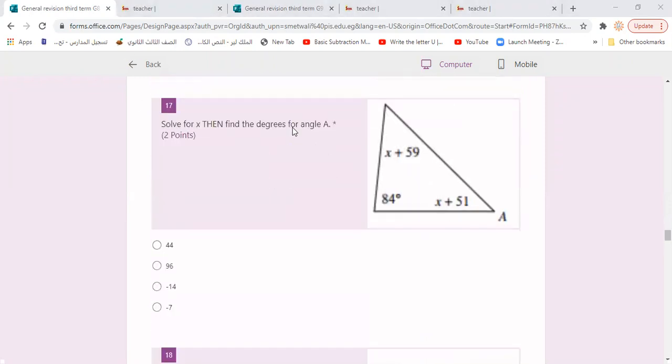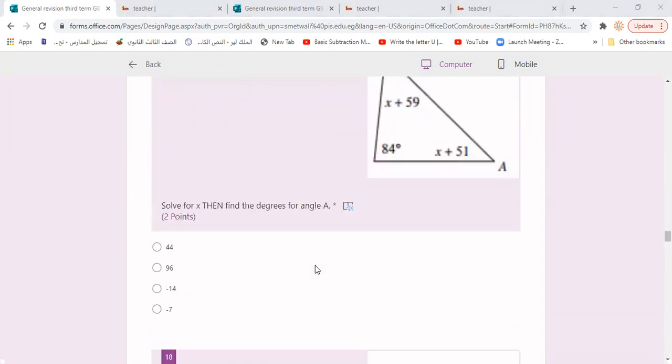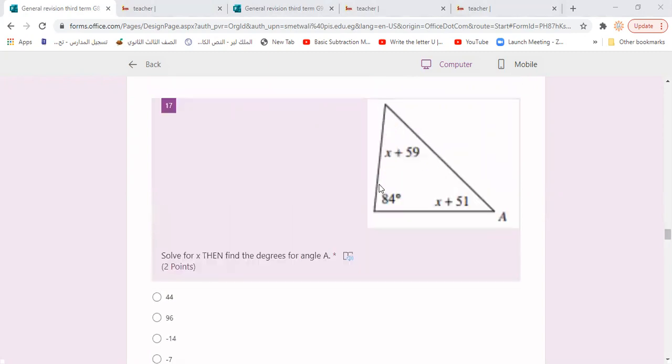Next question. Solve for x, then find the degrees for angle A. Could you please try to work with this question and send me the answer? I'm waiting for your answers.